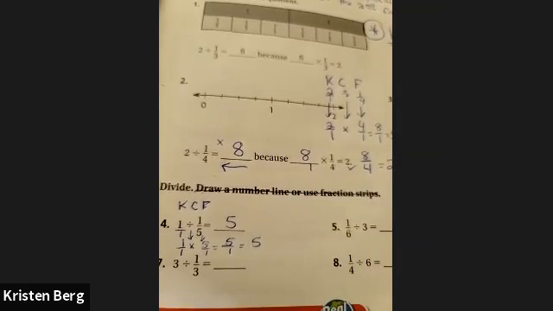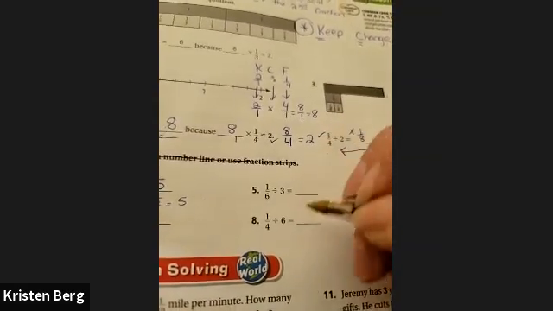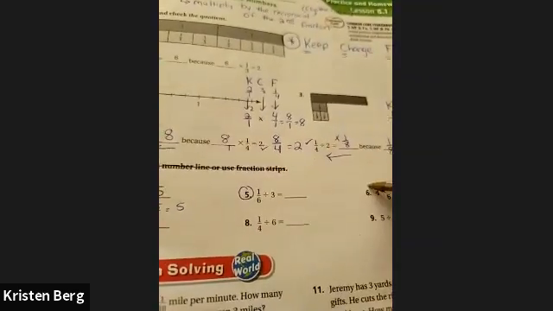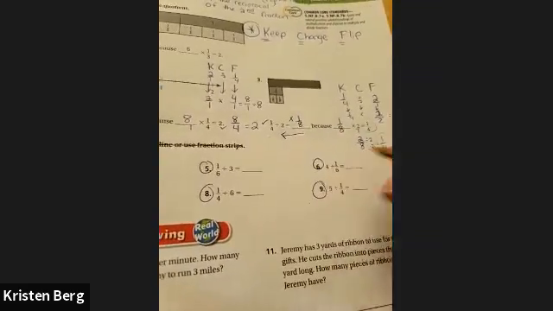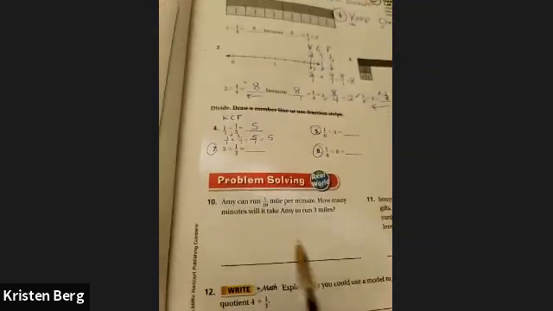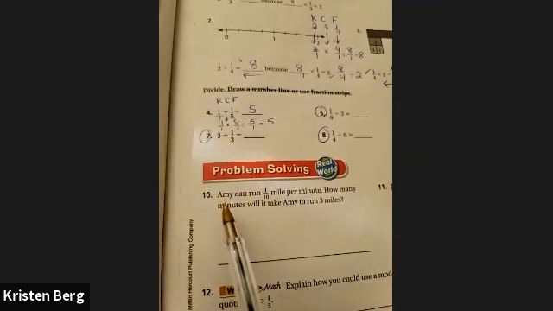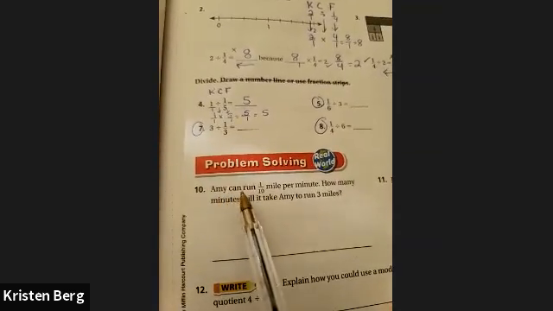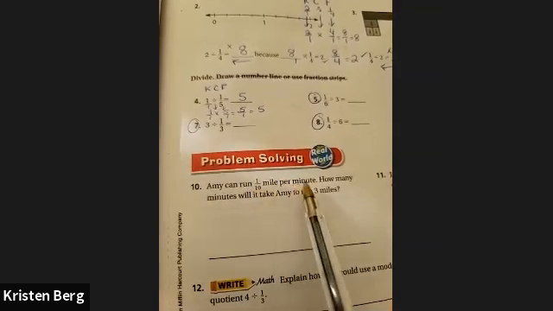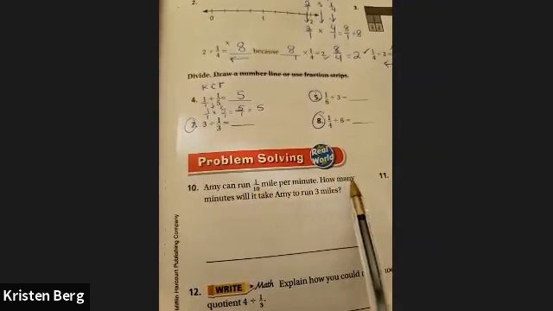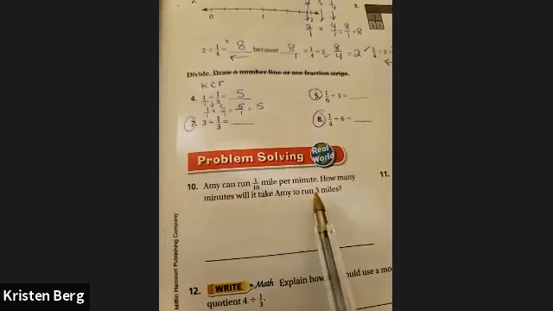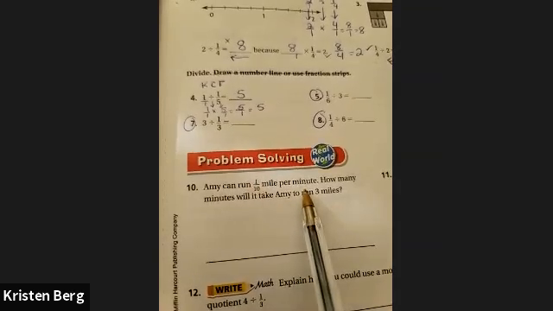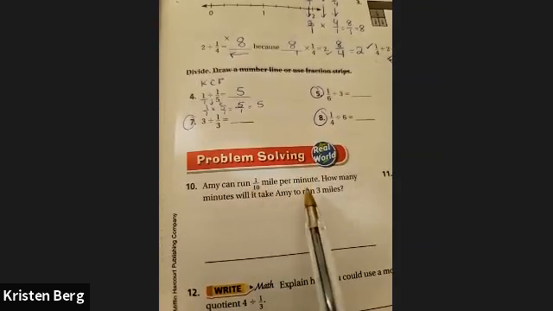All right, here, I want you to do 5, 6, 7, 8, and 9 for homework. I am going to go over this one with you. It says Amy can run 1/10 of a mile per minute. How many minutes will it take Amy to run 3 miles? So this is what she does for every minute.